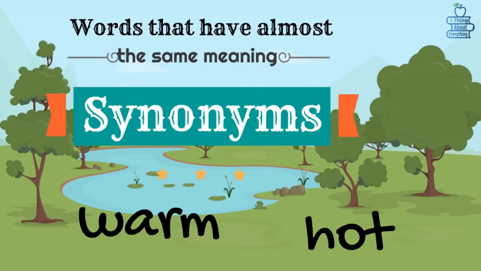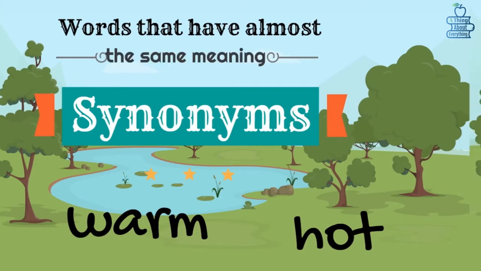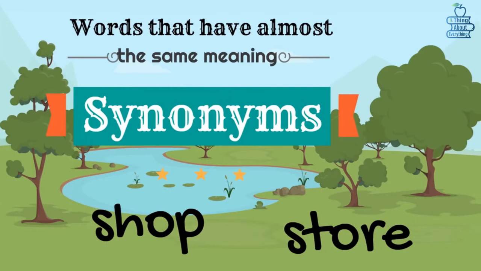Look at these, warm and hot. These are synonyms. Now, hot is harder than warm, so they're not the exact same meaning, but they're very similar meanings, so they are still synonyms. Shop and store are also synonyms. Now, a store is usually bigger than a shop, but they mean basically the same thing. It's a place you buy things. So they are still synonyms because they have almost the same meaning.